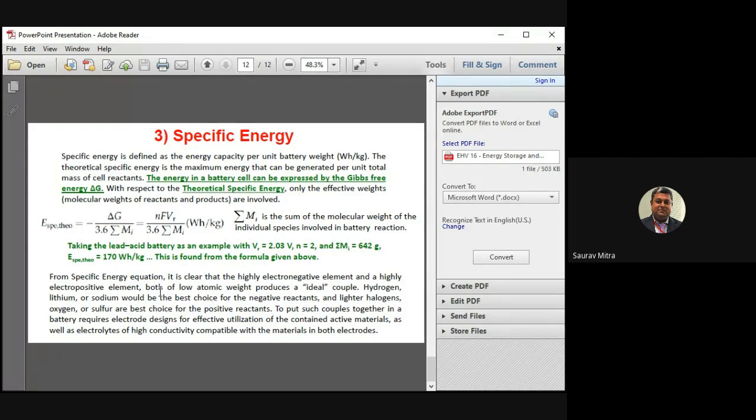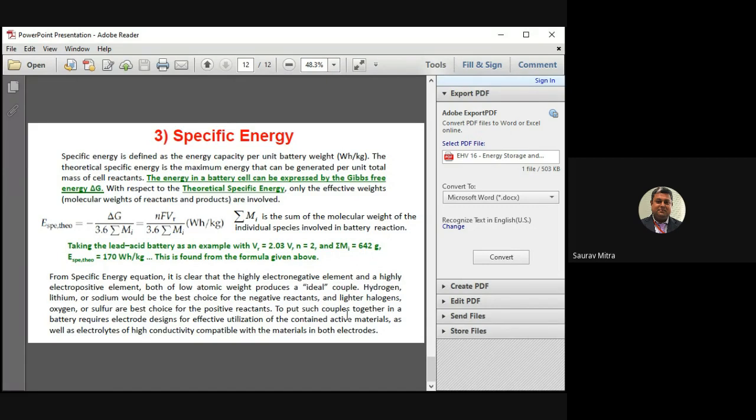that is reactants, both of low atomic weight, produce an ideal couple. That means all the reactants should have lower atomic weight. In that case, we can pack the battery with more mass of the elements. So hydrogen, lithium, or sodium would be the best choice for the negative reactants. Lighter halogens, oxygen, and sulfur are the best choice for the positive reactants.